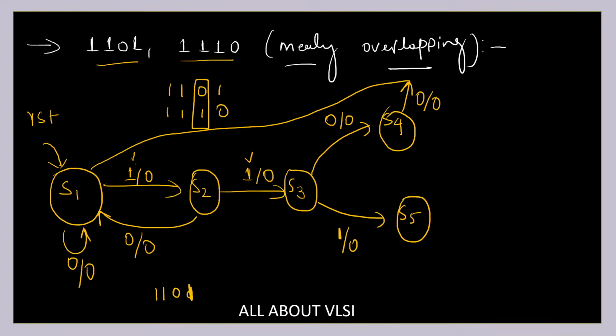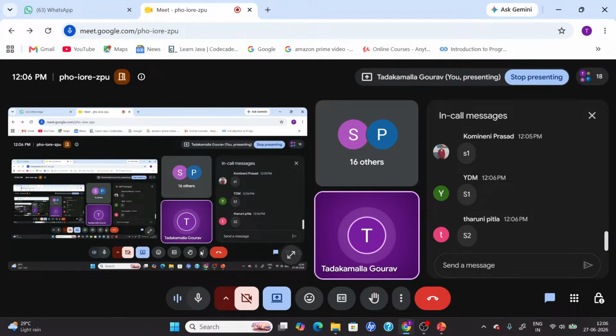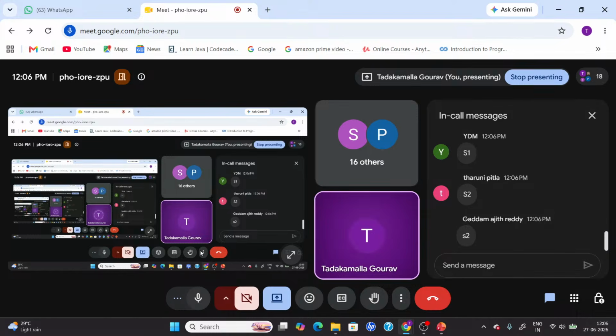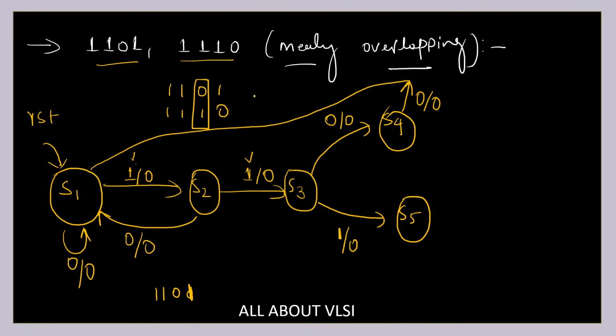Waiting for your answers. S2. Exactly, because I can reuse this single bit. If my input is equal to 1, I'm going to S2. And what is my output? My output will become 1.